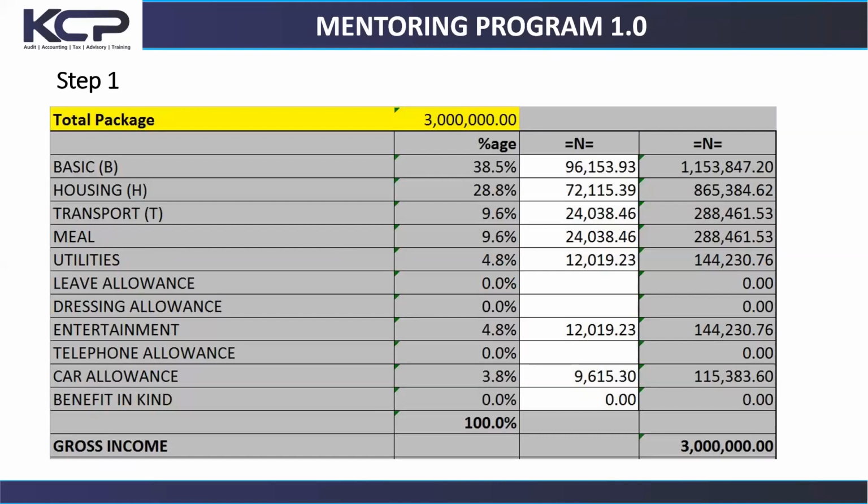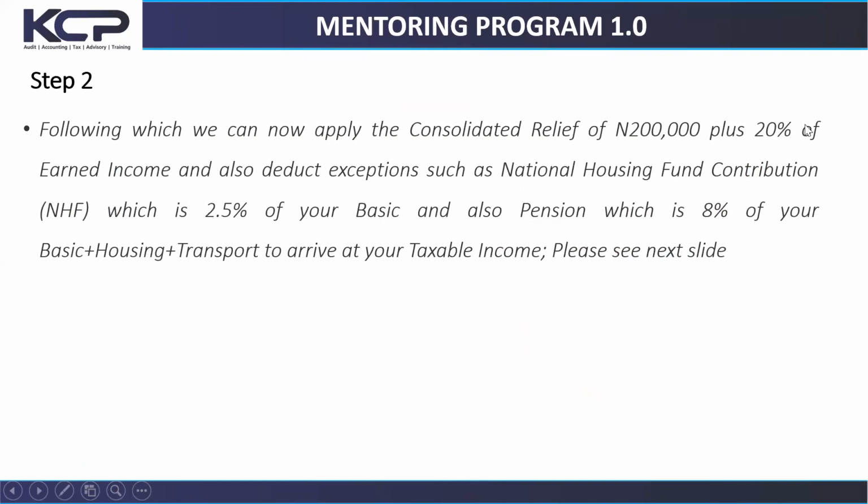In this instance, leave is 0, dressing allowance is 0%, entertainment is 4.8%, car allowance is 3.8%. If you add everything together, you have 100%. The first column represents the amount per month, while the last column represents the amount per year. So that is the first stage.